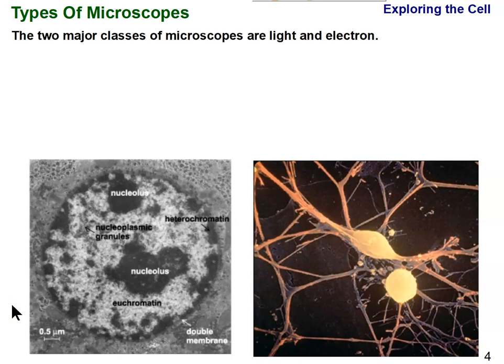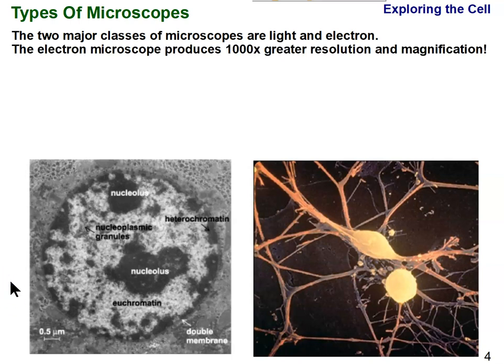So there are two major classes of microscopes, the light microscope and the electron microscope. The first microscopes, of course, were light. Electron microscopes were developed much later. So all the discoveries that we were just going over on the previous slides, those were all done with light microscopes.